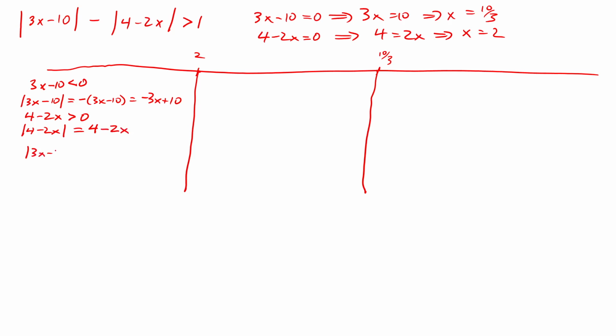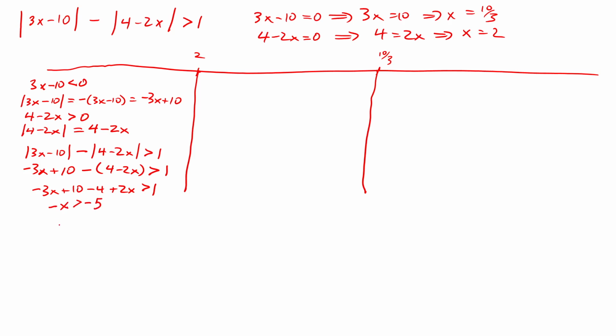Now, if we're trying to solve the inequality, the absolute value of 3x minus 10 minus the absolute value of 4 minus 2x is greater than 1, then in this interval we re-express it as negative 3x plus 10 minus the quantity 4 minus 2x is greater than 1. We get negative 3x plus 10 minus 4 plus 2x is greater than 1. Which leads to, if we add 4 and subtract 5 from both sides, negative x is greater than negative 5, which means x is less than 5.